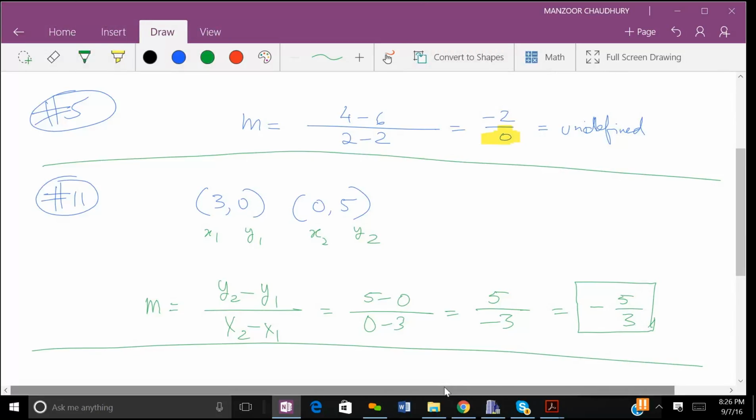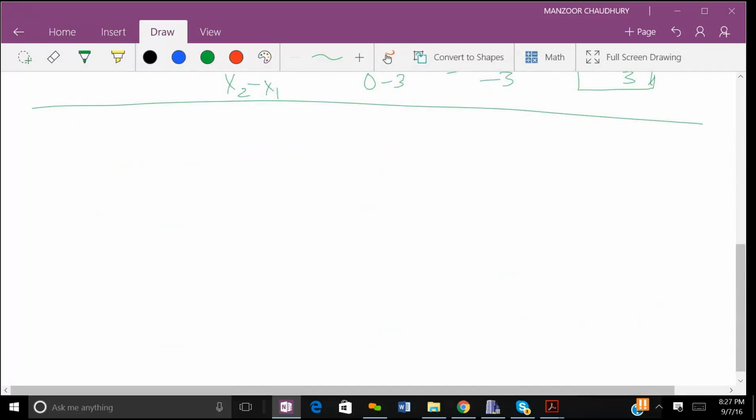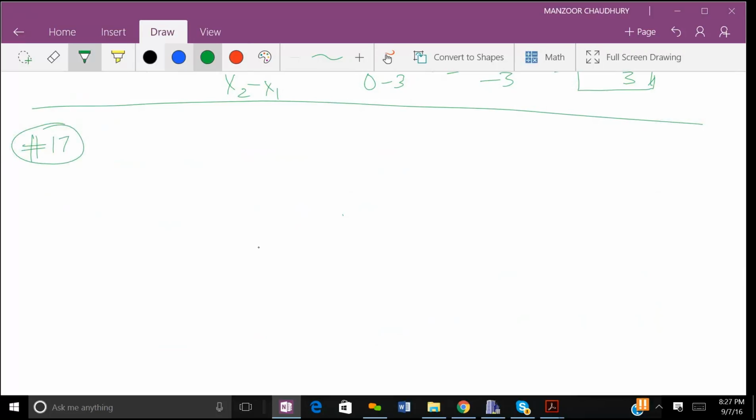Next question is number 17. Okay. So you need to know y equals mx plus b. Look at this. That one is the slope, and this b is the y-intercept, right? Yeah.